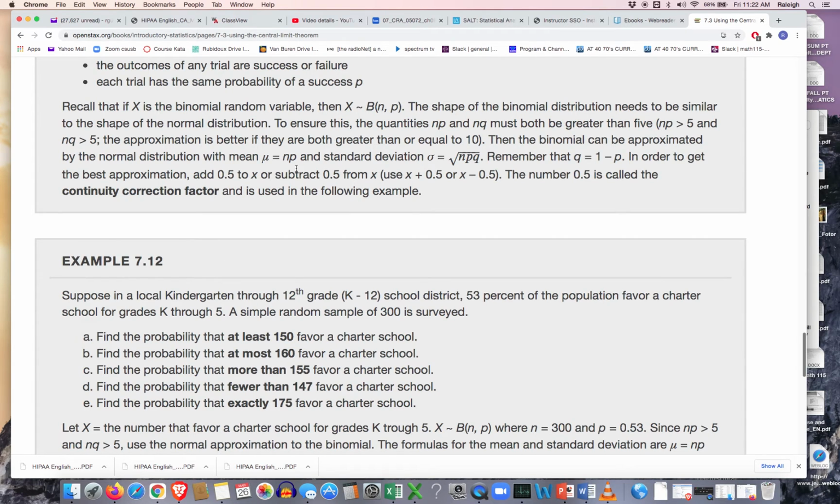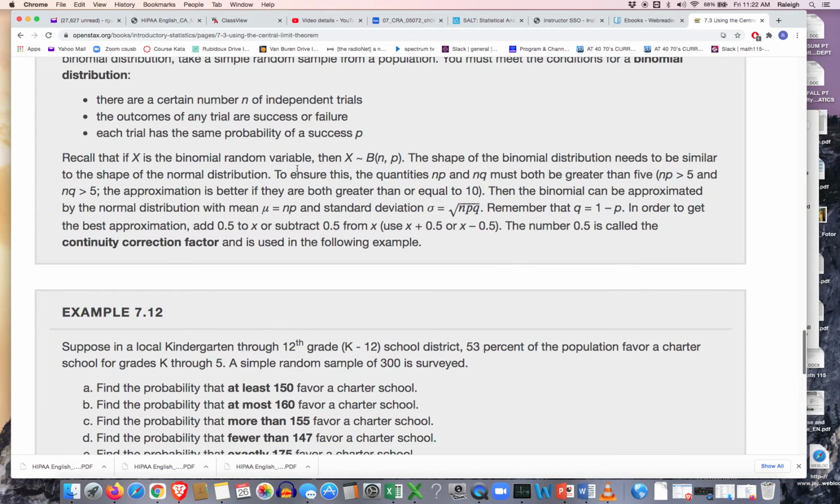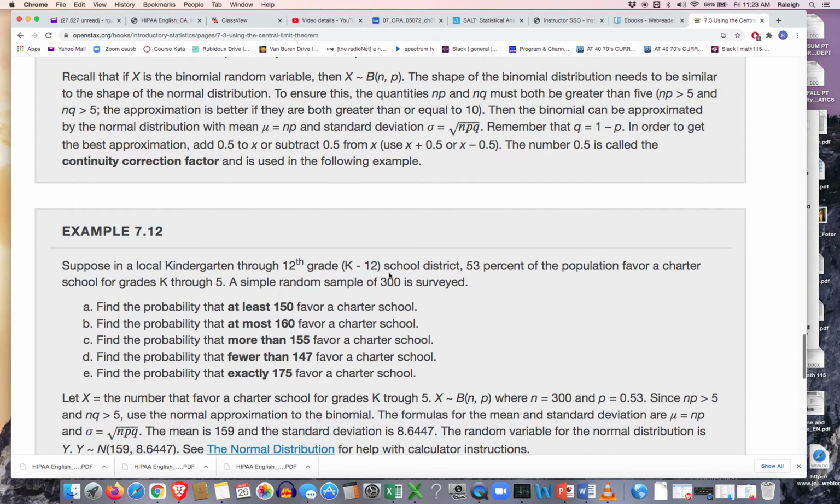Okay, remember that the mean for the binomial situation is n times p, standard deviation square root of npq. And of course, q is 1 minus p, but let's not drag the extra baggage. Not like carrying empty baggage with you everywhere you go. It's just no fun. But anyway, we have in a K-12 school district, kindergarten to 12th grade, 53% of the population favor a charter school for these grades. A simple random sample of 300 is surveyed. Find the probability that at least 150 favor the charter school.